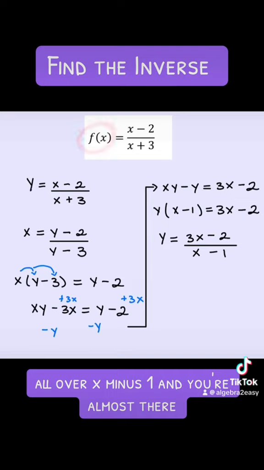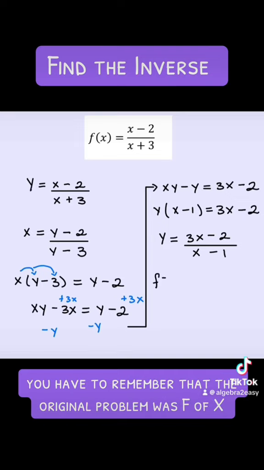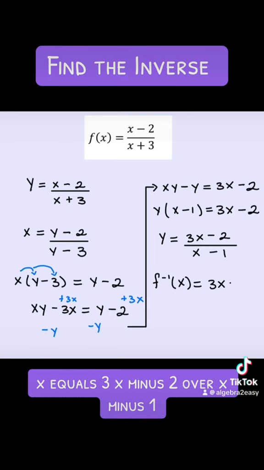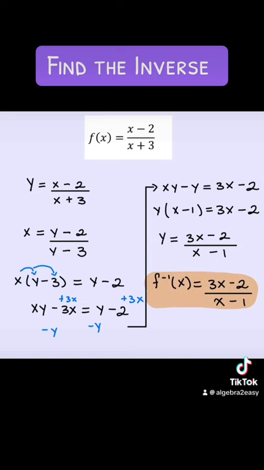And you're almost there. You have to remember that the original problem was f of x, so our final answer is f inverse of x equals 3x minus 2 over x minus 1. And that's your final answer.